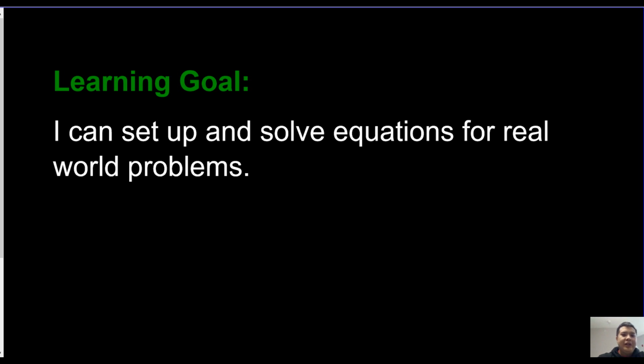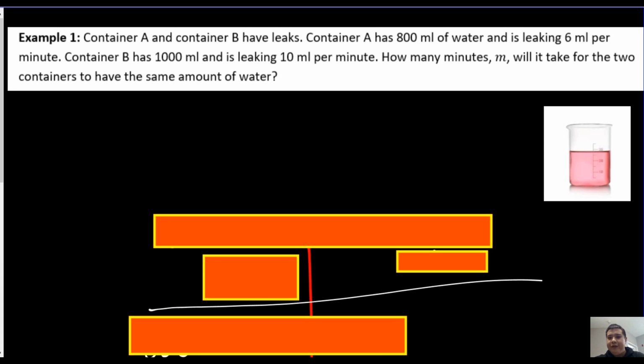So, for example, the first problem says that container A and container B have leaks. Container A has 800 milliliters of water and is leaking 6 milliliters per minute. Container B has 1000 milliliters and is leaking 10 milliliters per minute. How many minutes m will it take for the two containers to have the same amount?